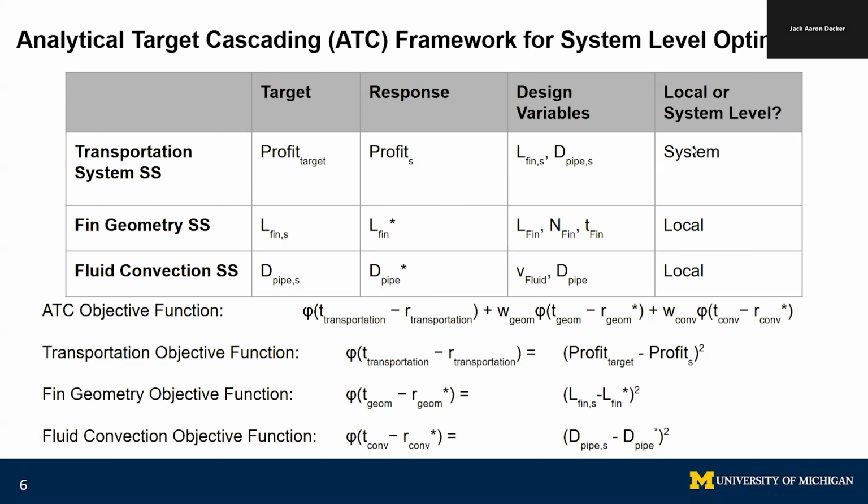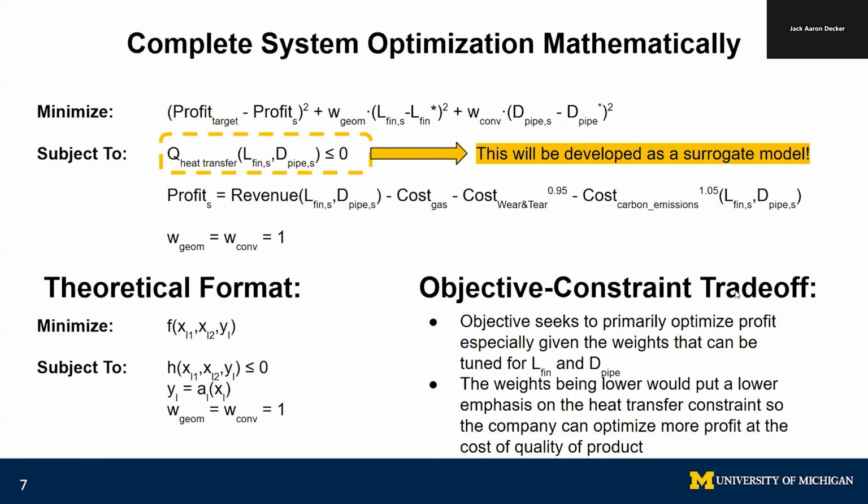Our ATC objective function consists of three terms, basically one for each subsystem. We have weights associated with the geometry and convection subsystems, just to tune those. And basically what each phi function is doing is trying to minimize the target to response variables. More mathematically explained here, we're trying to minimize the ATC function, which we just plugged in everything up top.